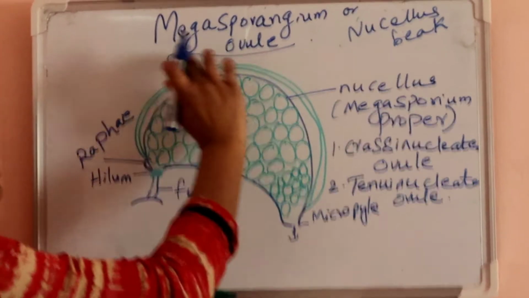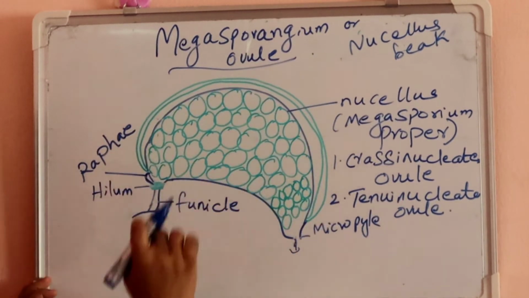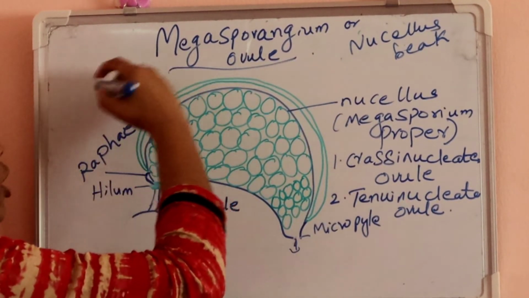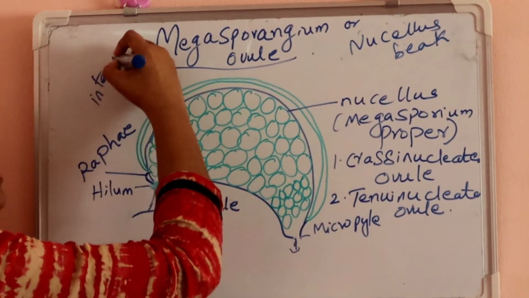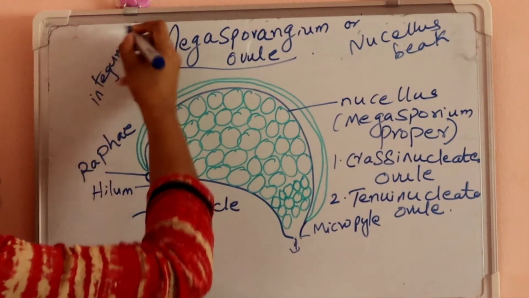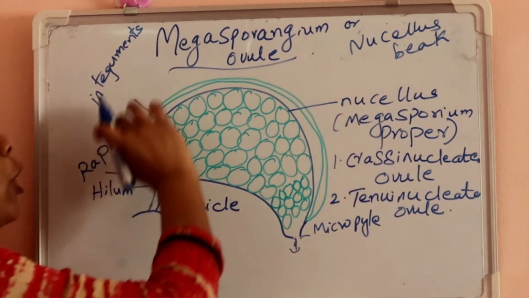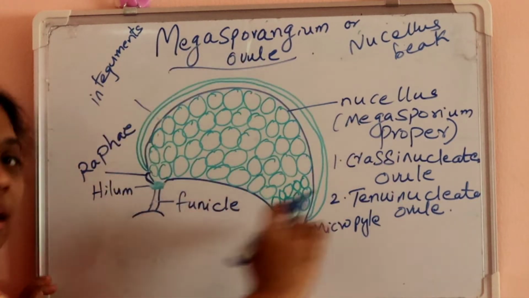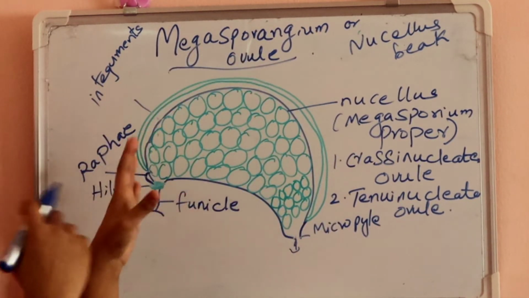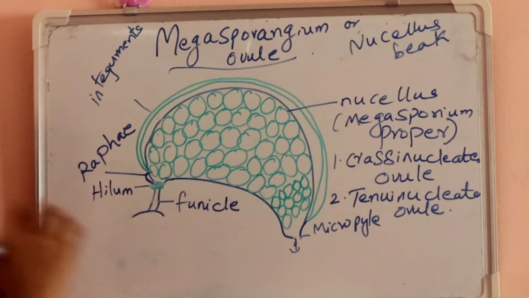And the outside portion of the ovule, what are these called? These are called the integuments. Integuments are the protective covering or the outer layer covering. Based on the type, they are of four types.